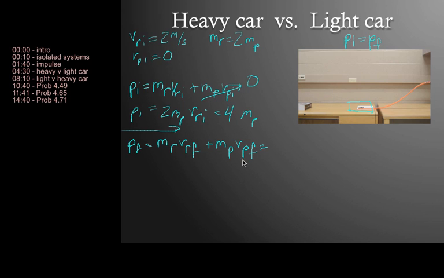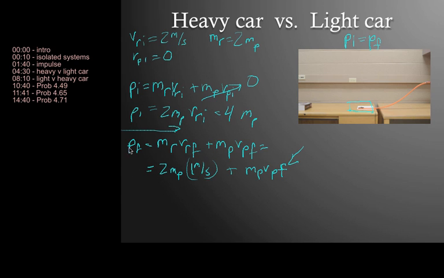After this collision, v red is moving, let's say, about half as fast as it was initially. So when we plug that in, m red is 2 m purples, and now it's moving half as fast, so that's 1 meter per second, plus m purple, v purple final. And this is what we want to find out.